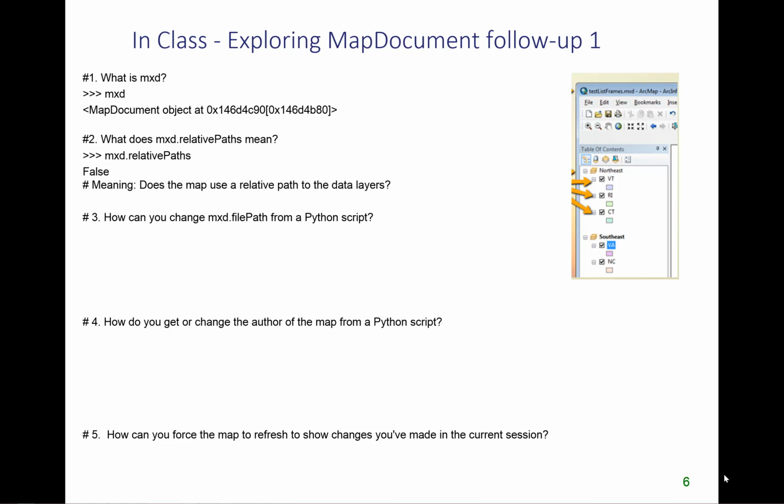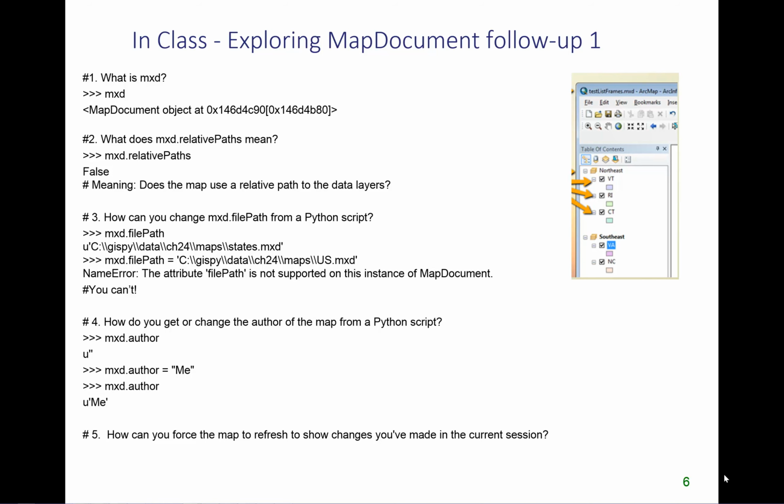How can you force the map to refresh to show changes you've made in the current session? You can use that refresh active view method that's there under arcpy.